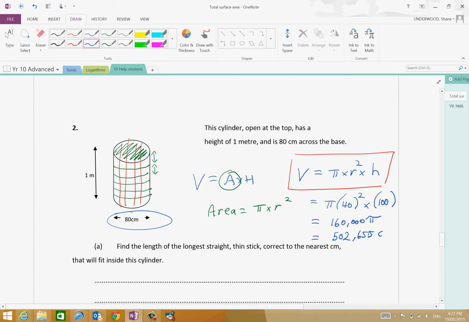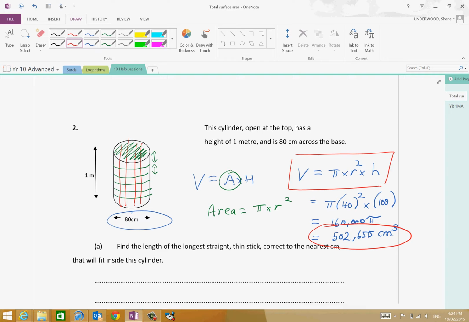502,655 centimetres cubed, because it's volume, okay? Volume takes up space, space takes up 3 dimensions. Make sense? Yeah. All right, so I've just taught you volume of a cylinder, and we've looked at the total surface area of a cylinder.